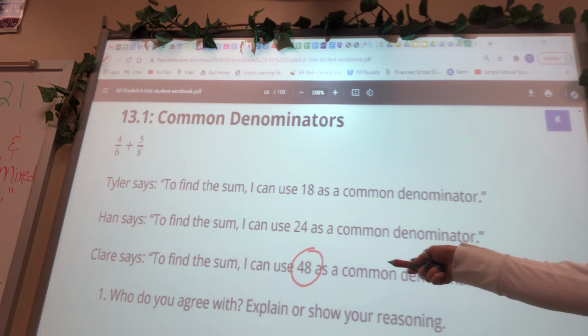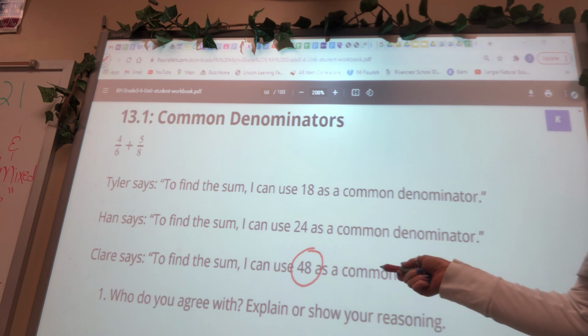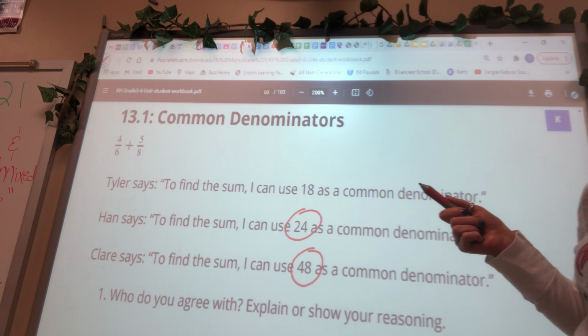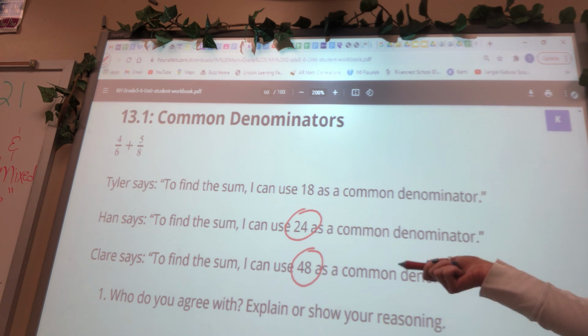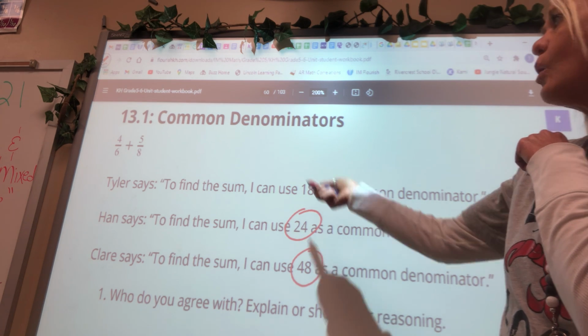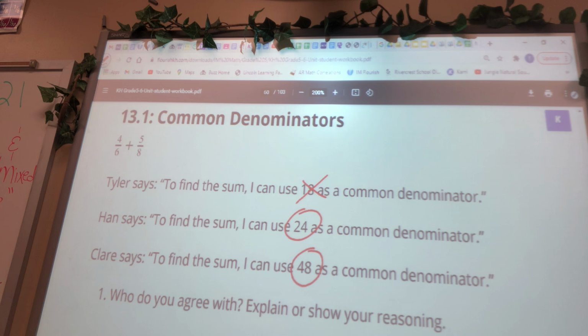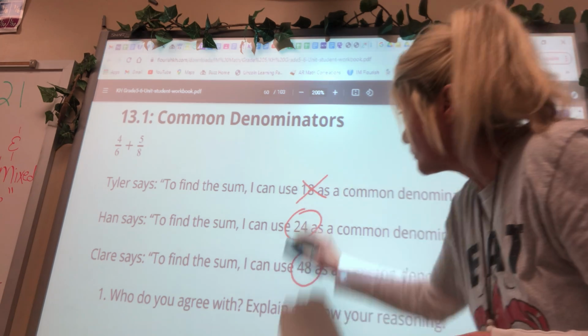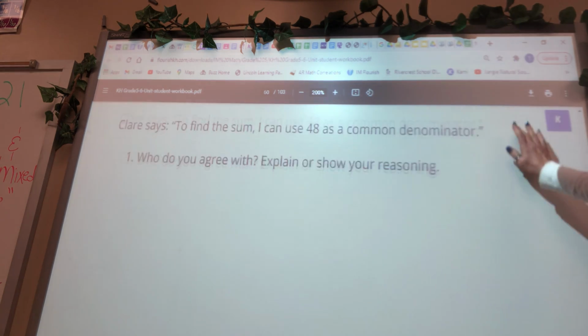48. Will 6 go into 48 evenly? Yes. Will 8? Yes. So that works, doesn't it? But they can also go. Will 6 go into 24 evenly? Yes. Will 8? Yes. So Claire and Han are both correct, aren't they? But will they both go into 18? No, only the 6 will. So Tyler's not right. Now, what's going to be the only difference in what Claire and Han do? They'll have to simplify. Claire will have to simplify one more time, won't she? That's not a big deal.